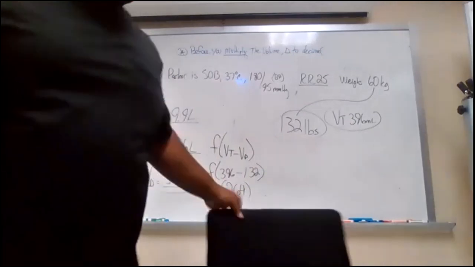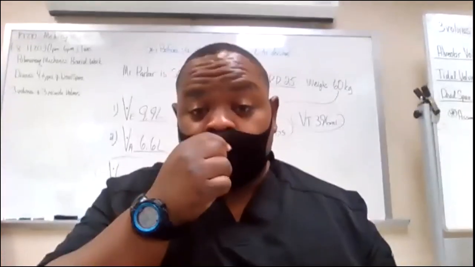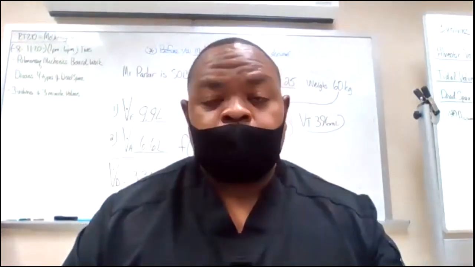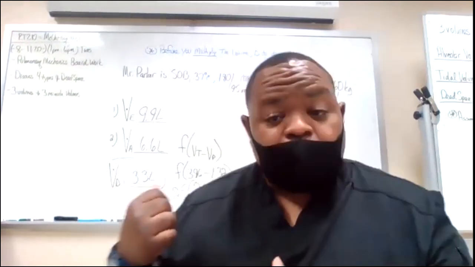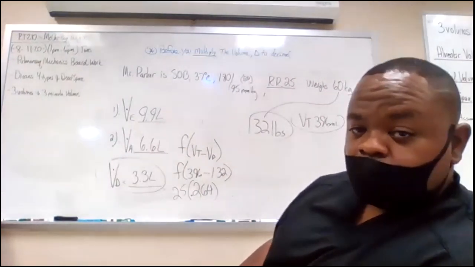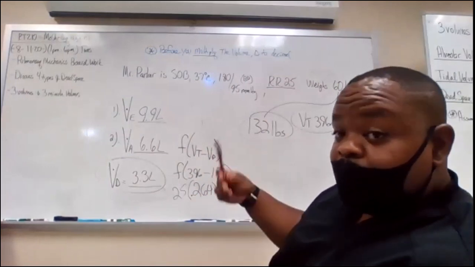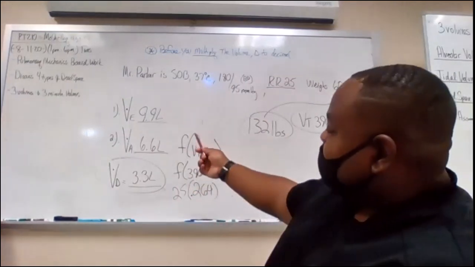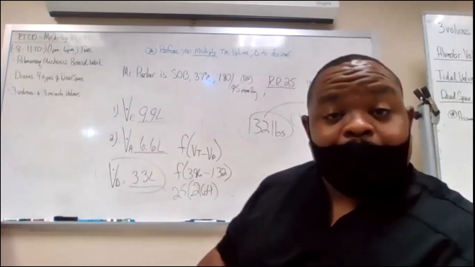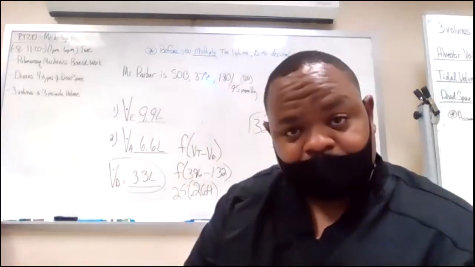All right, let me recap that. We've learned volumes, and then we've learned minute ventilation, okay? You have the formulas for both. Now, this last problem, we did the minute ventilation for Mr. Parker, right? Which was frequency times tidal volume. We found his tidal volume by using the tidal volume formula and found out that he is moving 9.9 liters of gas in and out of his lungs every minute.